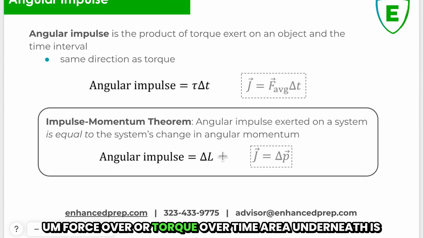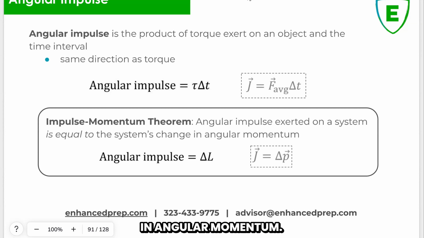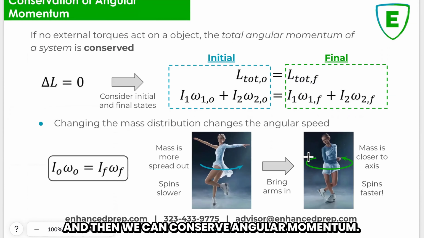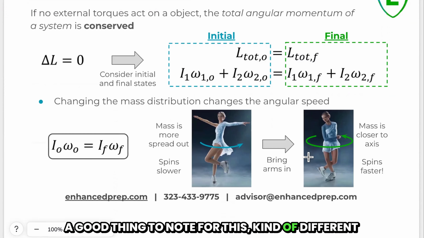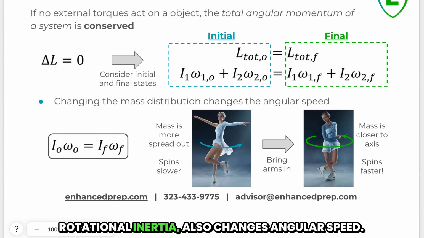Force over, or torque over time, area underneath is the same as the impulse, it's the same as the change in angular momentum. And then we can conserve angular momentum. A good thing to note for this, kind of different from before, changing the mass distribution, so changing the rotational inertia, also changes angular speed.